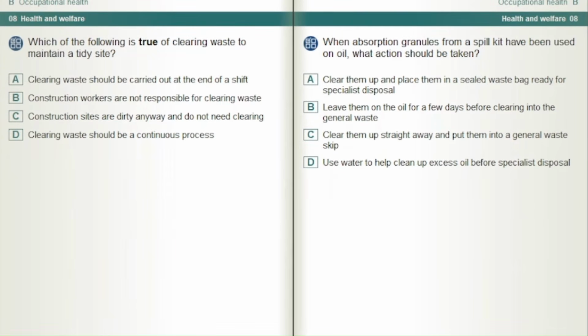Which of the following is true of clearing waste to maintain a tidy site? Clearing waste should be carried out at the end of a shift. Construction workers are not responsible for clearing waste. Construction sites are dirty anyway and do not need clearing. Clearing waste should be a continuous process.